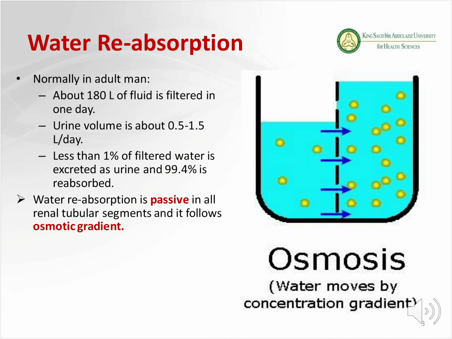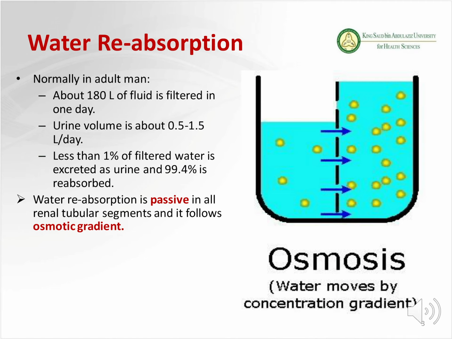As a start, we'll talk about water reabsorption. Normally in the adult man, as we have mentioned earlier, 180 liters of fluid is filtered per day. So it's a huge amount of fluid being filtered. However, the urine volume is between 0.5 and 1.5 liters. So that means about 1% of filtered water is excreted as urine and 99% is reabsorbed. So there is a lot of reabsorption.